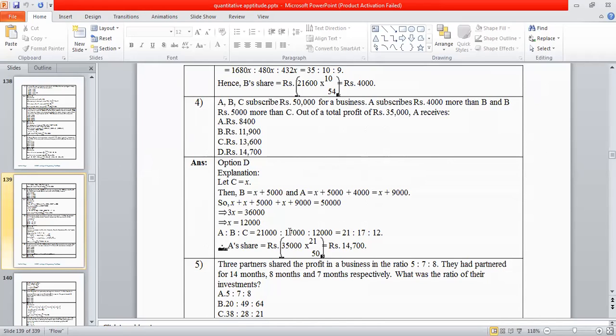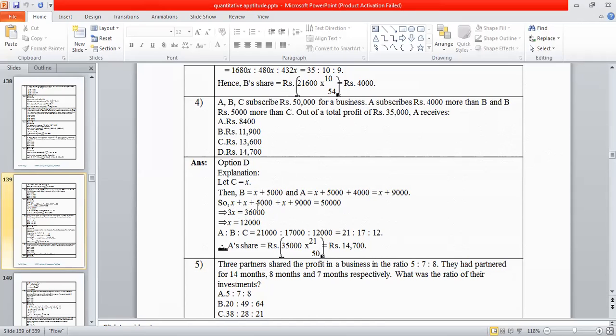Okay, there we considered, suppose C's amount is X. Then what will be B's amount? What is the amount of B? X plus 5,000. And what will A be? A will be X plus 5,000 plus 4,000, so it becomes X plus 9,000. So adding these three, the shares of A plus B plus C will be 50,000. So X plus 5,000 plus X plus 9,000 gives 50,000.